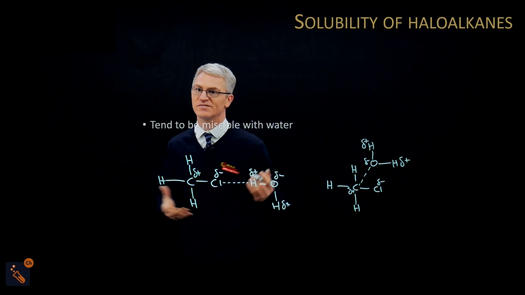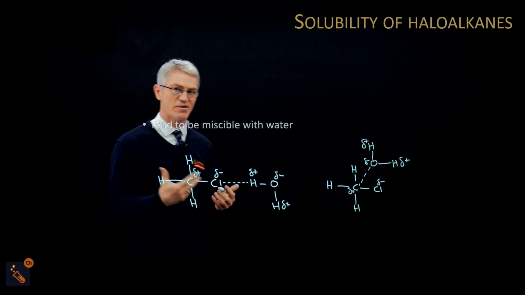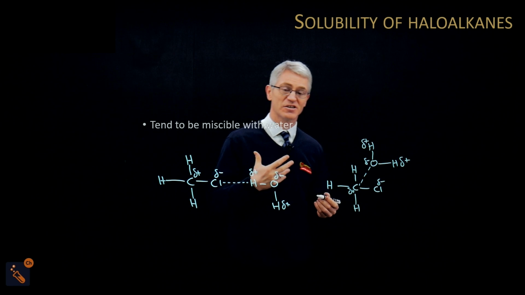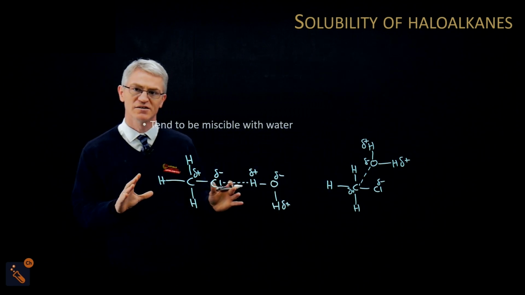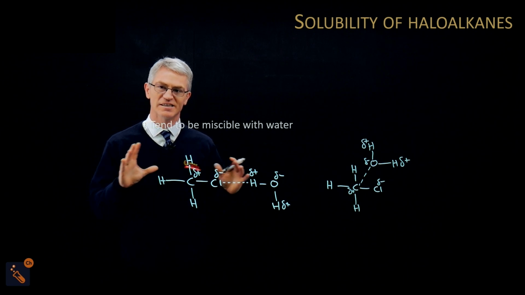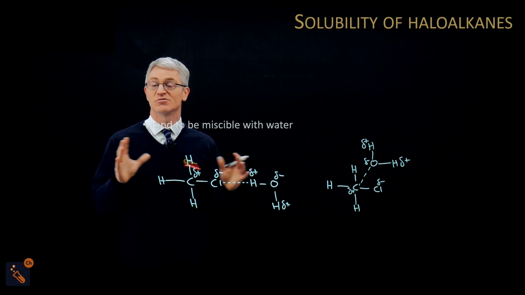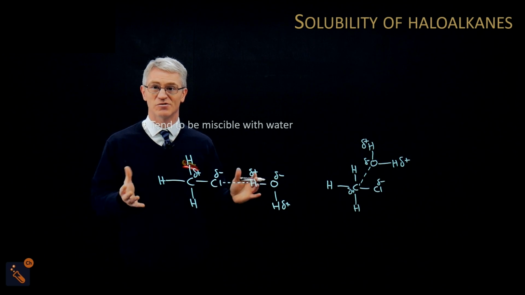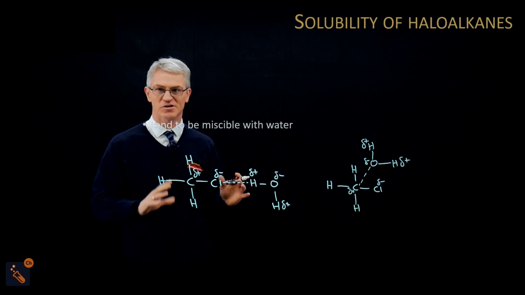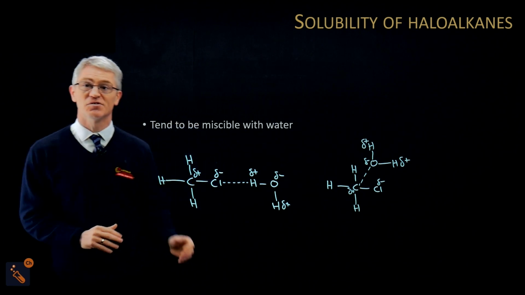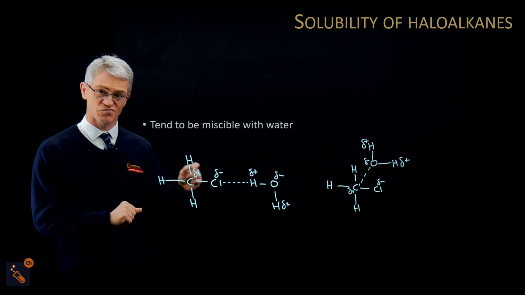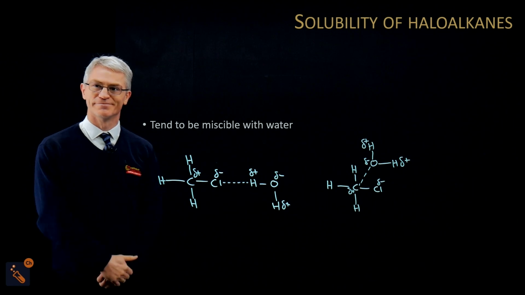Now, when does this not happen? This doesn't happen if the carbon chain is too long. So it only happens if you've got short chain hydrocarbons, because the actual chain, the hydrocarbon, is hydrophobic. It doesn't interact with water, and it disrupts any form of permanent dipole-dipole. So this miscibility only happens if you have haloalkanes with relatively short chains.